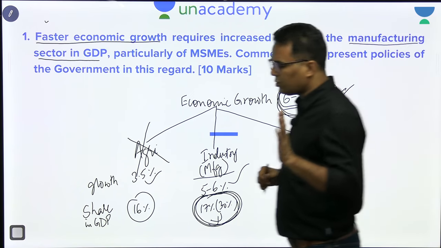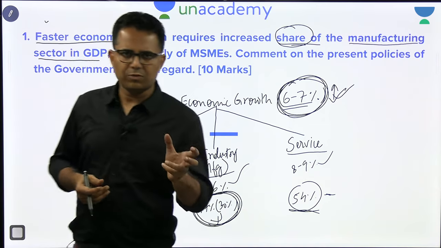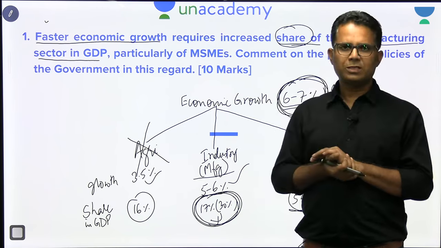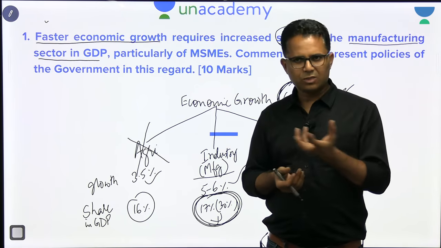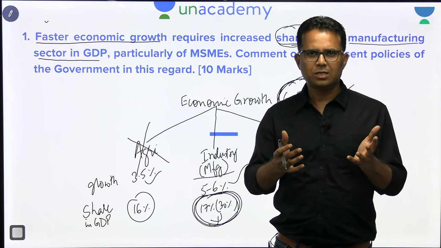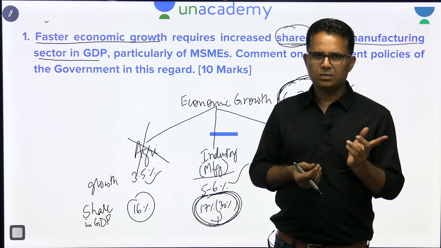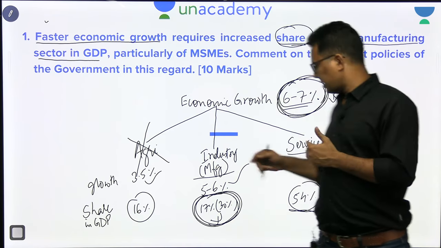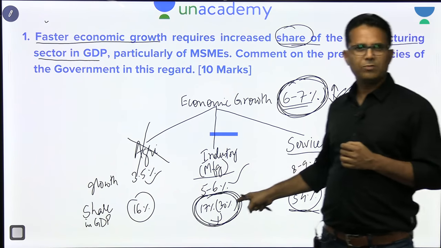Now, on what points should we focus? The question talks about faster growth. We can get faster growth through manufacturing, so you should focus on that. You'll have to mention that agriculture growth is less, and the share of agriculture cannot increase because its growth is less. In services, the market is limited. Most of the services are not exported and our services have reached peak. So the only expansion possible is in manufacturing.